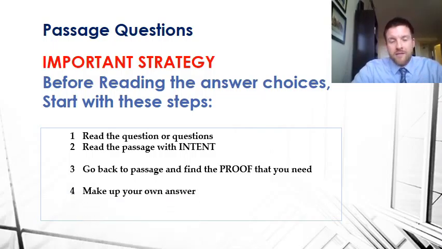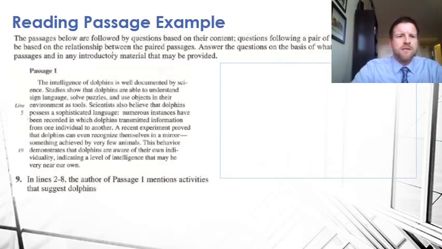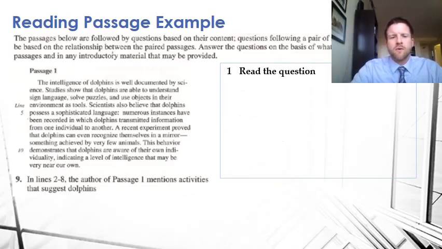Make up your own answer, similar to our missing word questions. Make up your own answer before you look at the answers and try to eliminate the wrong answers. Okay, so those are the steps. Let's have a peek at one here. So again, we want to read the question or questions first. So here's our question down here.